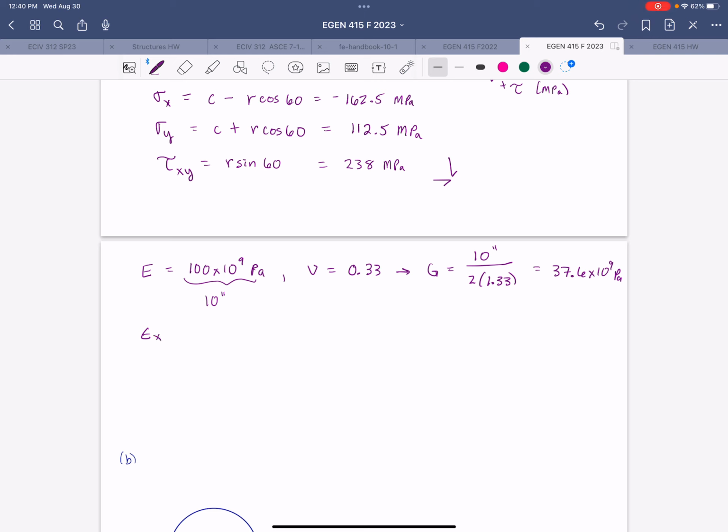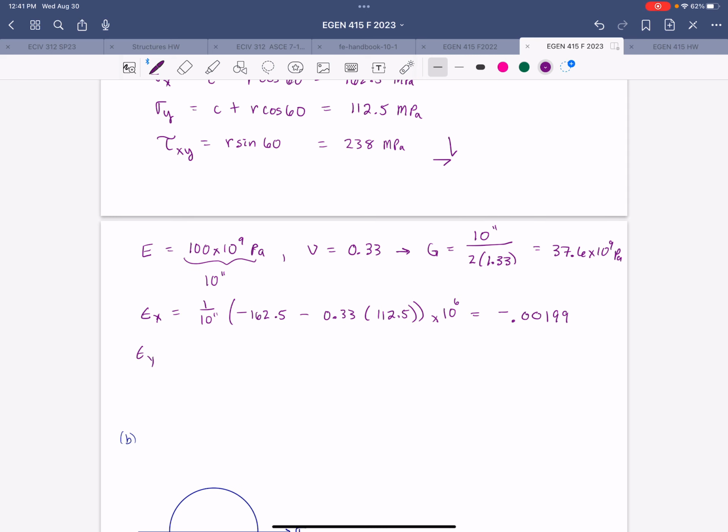And then using our Hooke's law equations, we can calculate the normal strain in X: 1 over Young's modulus times sigma x, which is negative 162.5, minus Poisson's ratio times sigma y, which is 112.5. And those are all megapascals, so you have to multiply that by 10 to the 6 to account for the units, and that gives us negative 0.00199.